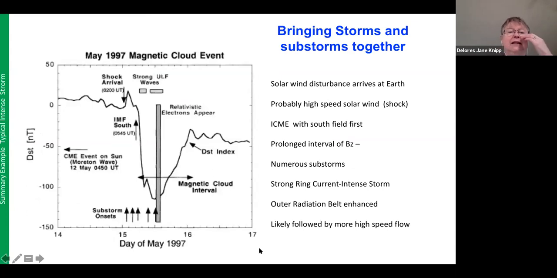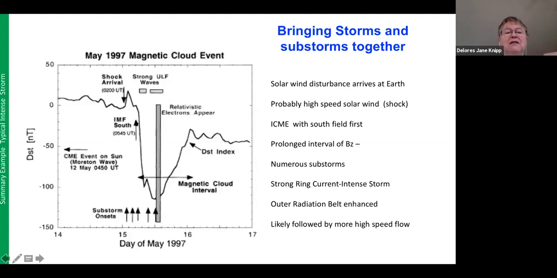I will end this. And this is a storm from 1997. So we'll take ourselves back almost 25 years and look at the Dst record. Here you should recognize the shock arrival, the decrease. Suddenly there's something going on in the magnetosphere that is causing a production of the ring current that's going to oppose the Earth's magnetic field.